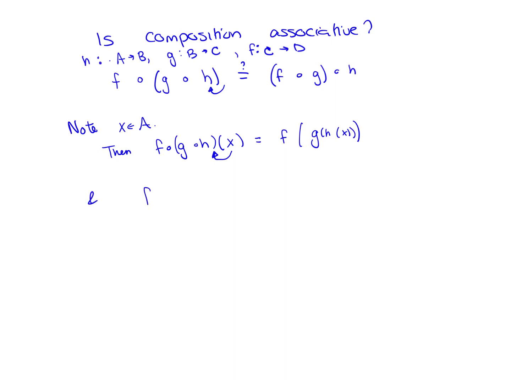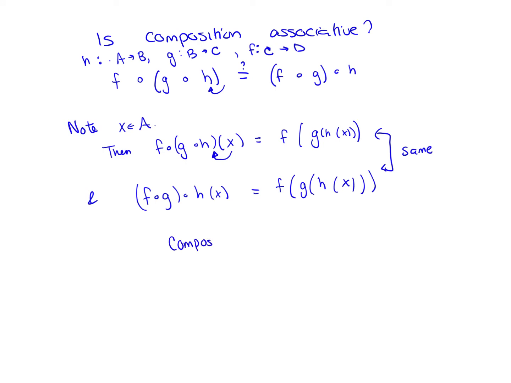But if instead I do F compose G compose H of X, well, I'm still going to take the X, I first plug it into H, I plug that into G, or F compose G, so I'm going to still plug that in here. So we notice that those are the same as each other. So we do get that composition is associative. There's really only one thing I can do, independent of which order I write it.